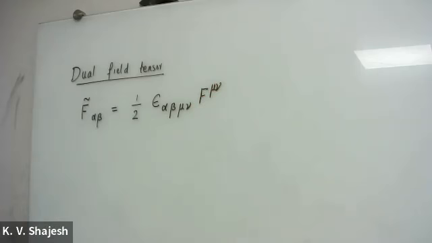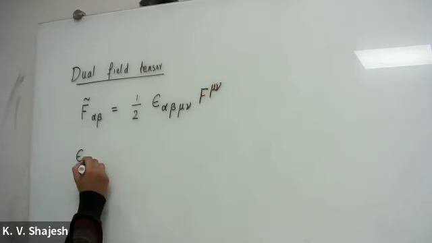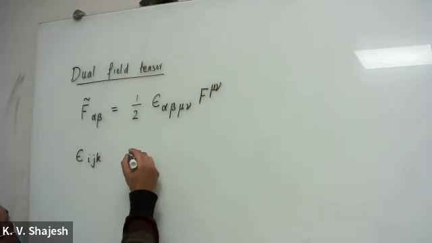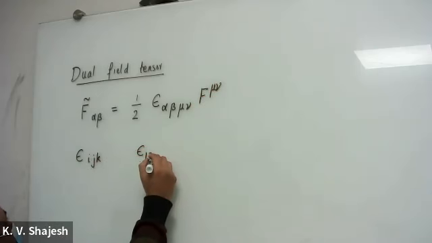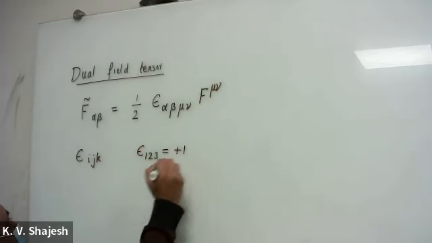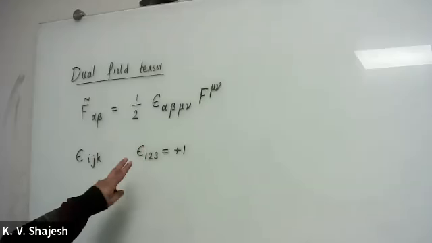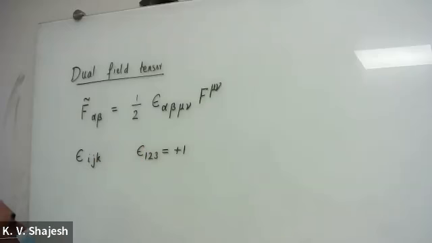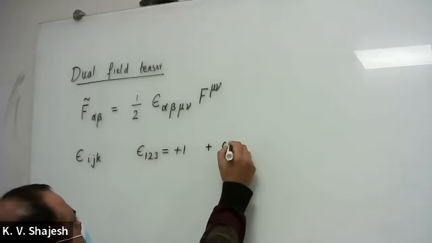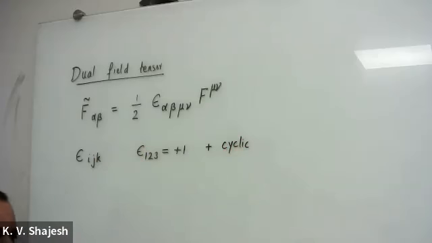Like we have constructed the Levi-Civita symbol in 3 dimensions, and that was defined as epsilon ijk, right? What does it mean? So epsilon 1, 2, 3 is equal to +1, right? And any one of the swaps will give you a negative sign, plus cyclic components. And whenever there is a repetition, that's equal to 0. The same idea goes through here.